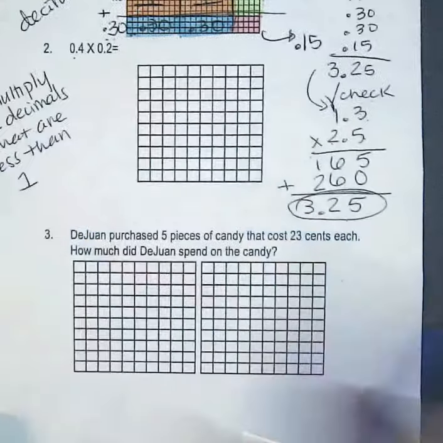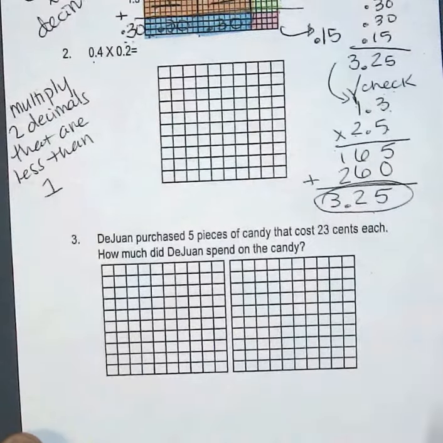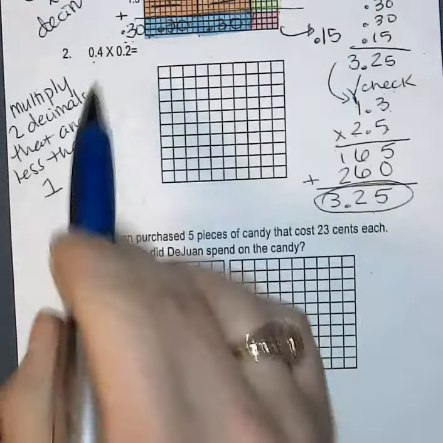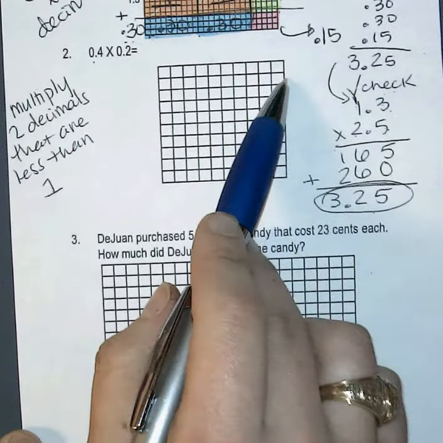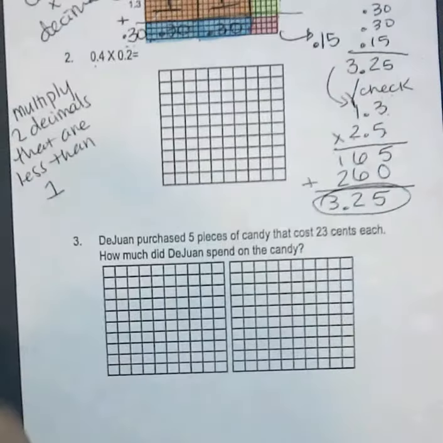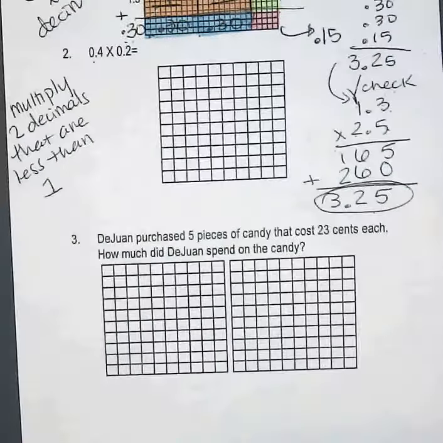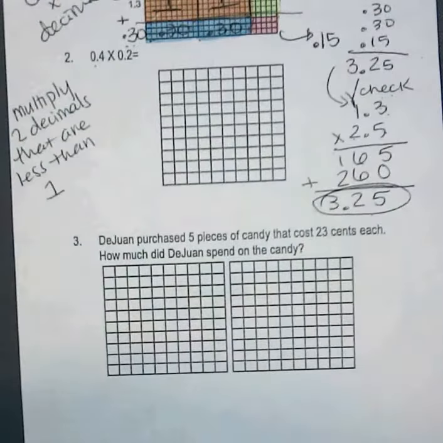So in this case, when we multiply 2 decimals that are less than 1, we're only using a portion, so we are only looking at 1/100ths block. Okay? So keep that in mind. When you go to find the answer, it's going to look a little different and you might get a little thrown off. So I just want you to be aware of that.